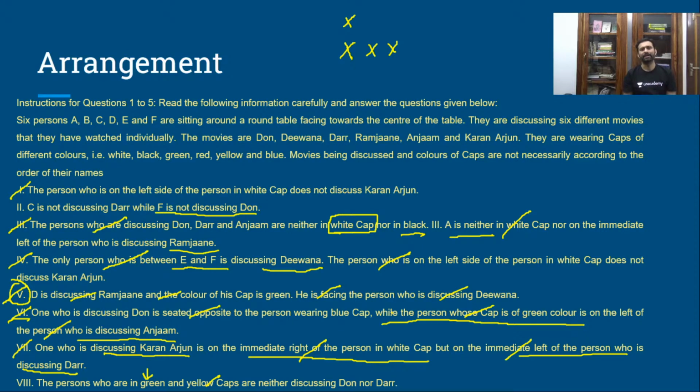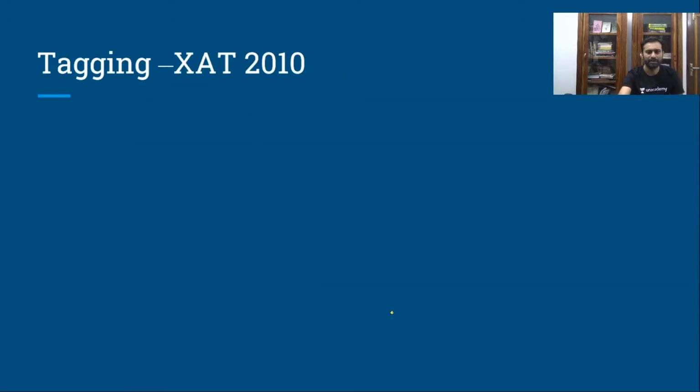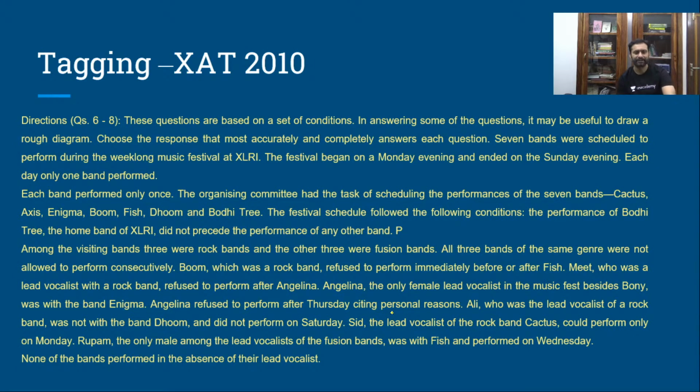On two things. One, how many things were tagged? There were persons to map, the color of the cap, and where they are placed. Placement, names, and color of the cap. And 8 clues were there, and only one was a direct clue. Way to go about this question: always use the direct clue first, then indirect clues. Within indirect clues, use those clues which help you get more crosses. That was tagging.